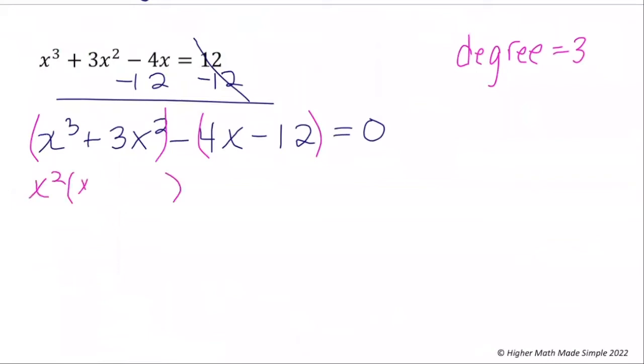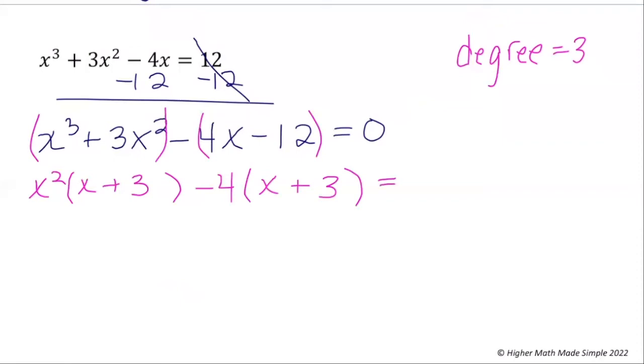X squared times x gives me x to the third. X squared times a +3 gives me 3x squared. Now we can take out a -4 from both terms in this group. -4 times x gives me -4x, and -4 times a +3 gives me a -12.